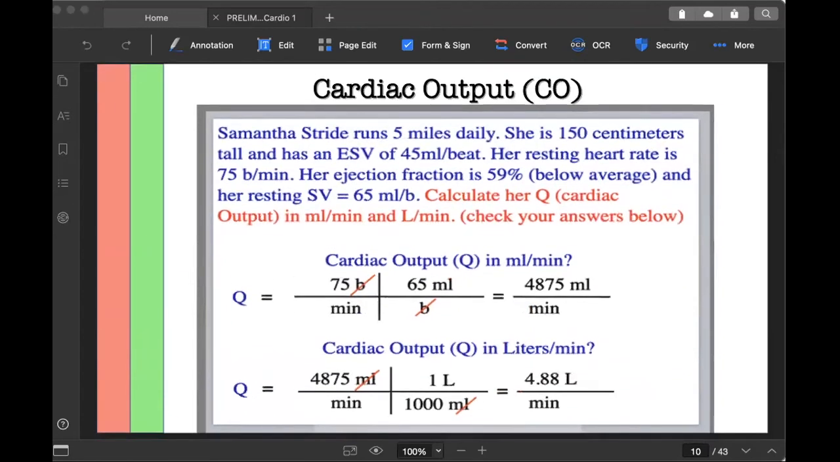Here, this is a sample computation of your cardiac output. Samantha Stride runs 5 miles daily, and she is 150 centimeters tall and has an ESV of 45 ml per beat. Her resting heart rate is 75 beats per minute. Her ejection fraction is 59%. It is below the average, and her resting SV, or stroke volume, is 65 ml per beat. Calculate her Q, which is the cardiac output, in ml per minute and liters per minute. So just put all the given numbers here so that you can properly calculate. This will end up to 4,875 ml per minute. So the cardiac output here, we're going to convert this ml into liters. So it will become 4.88 liters. So as simple as that is how you calculate your cardiac output.